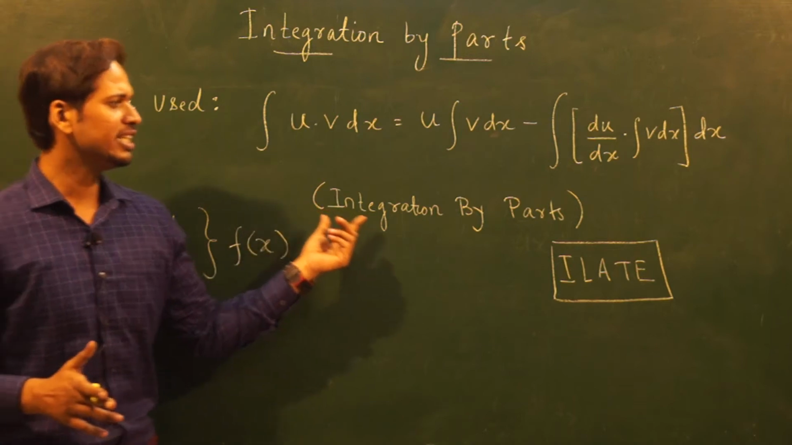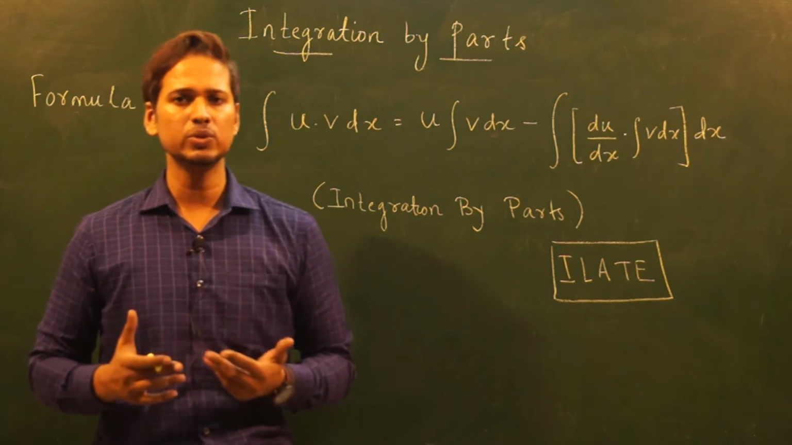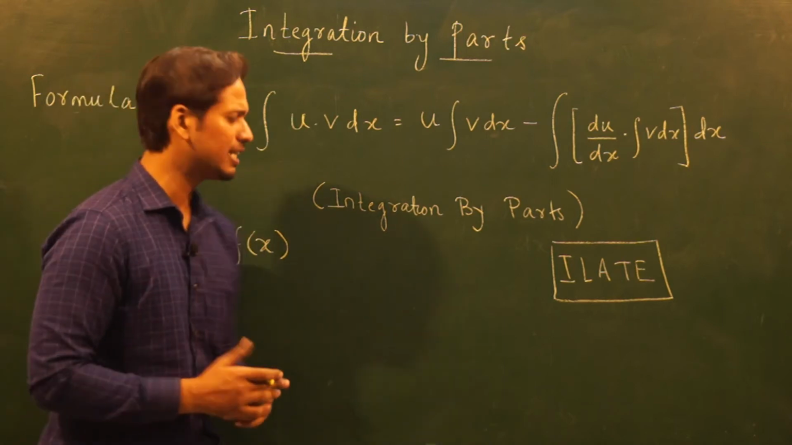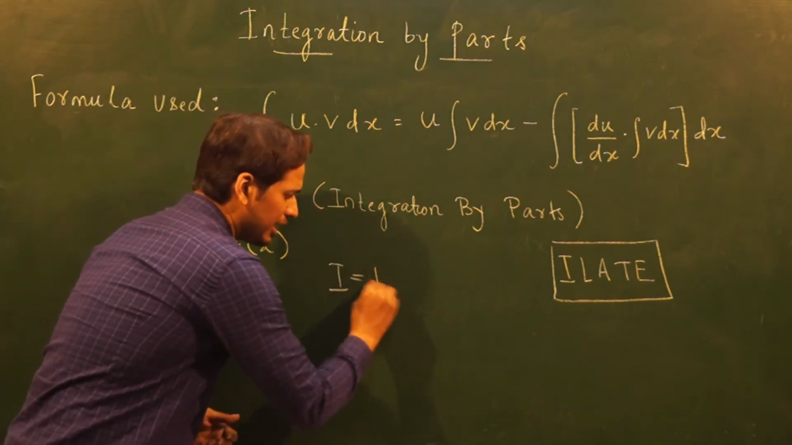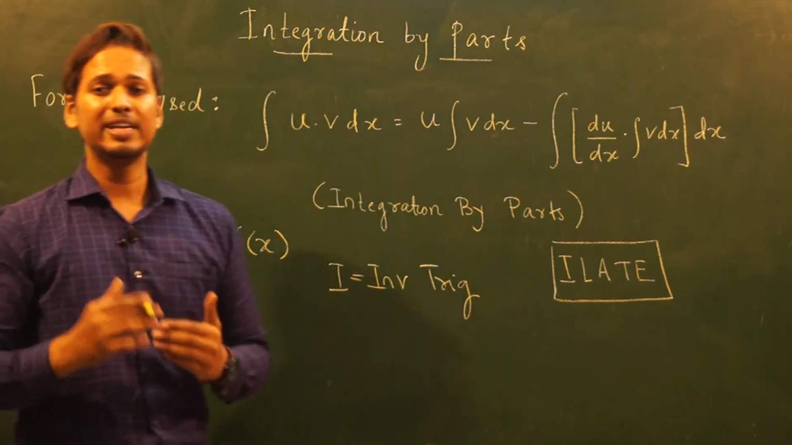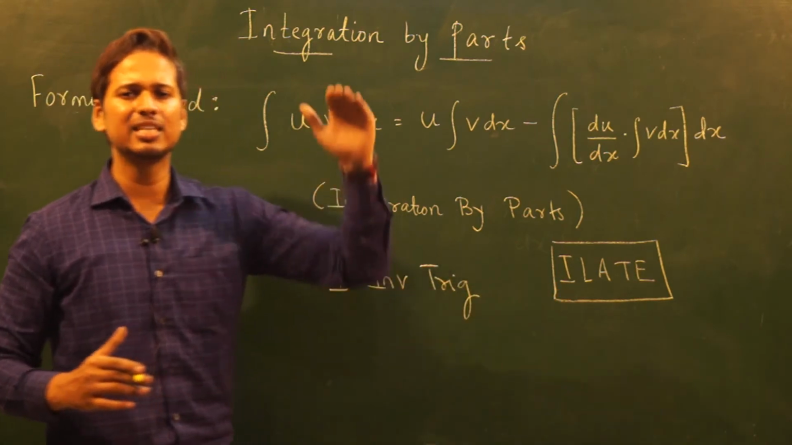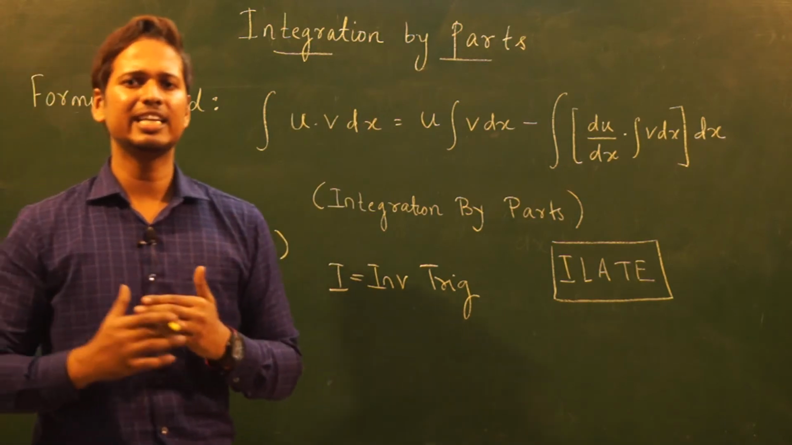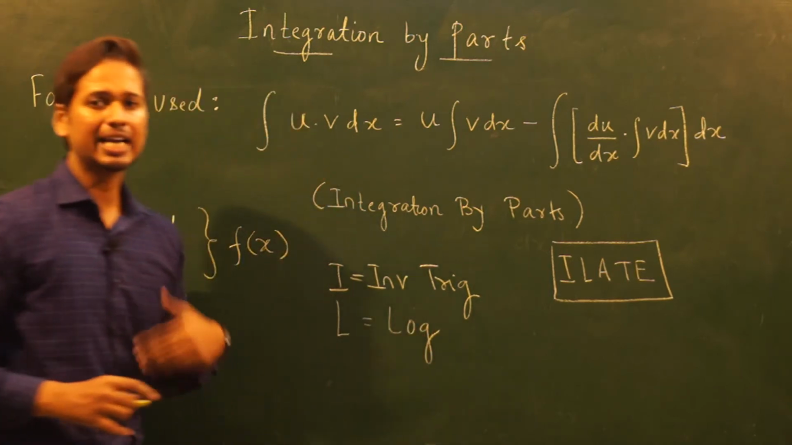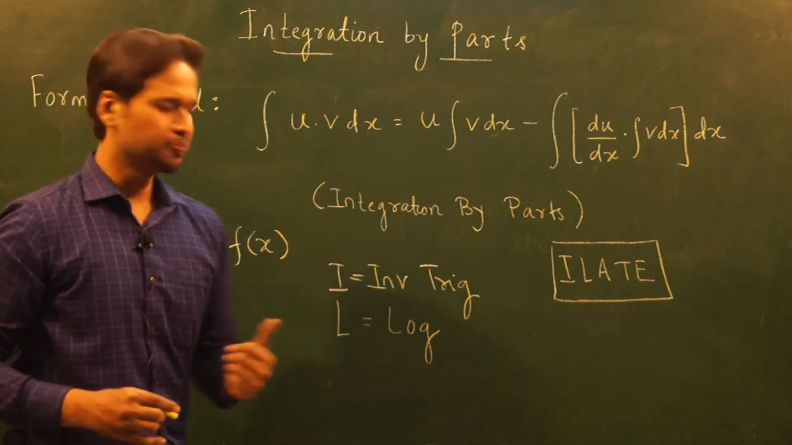We decide this using the ILATE rule, which tells us which function is easy to integrate and which is difficult. I stands for inverse trigonometric functions. Normally these types of functions are very difficult to integrate, so in the rule we keep them first and take them as u. Next is L, the logarithmic functions. Again, these are difficult to integrate, and hence if they appear, they have to be taken as u.